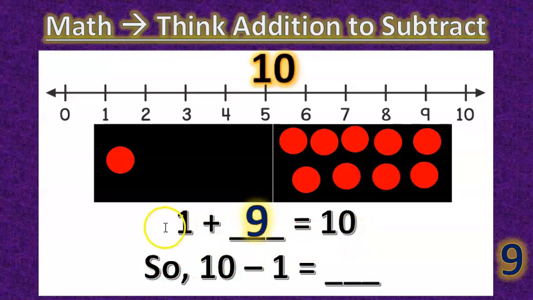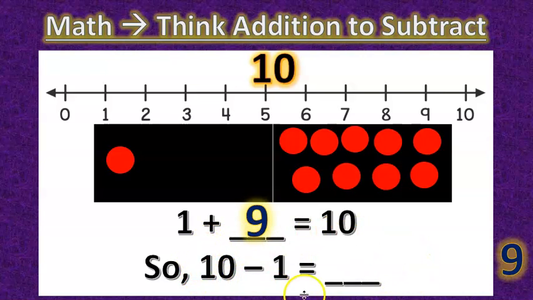Let's read it together. Read it with me. 1 plus 9 equals 10. Let's say it again. 1 plus 9 equals 10. And that is correct. Now let's come down here to our subtraction equation.